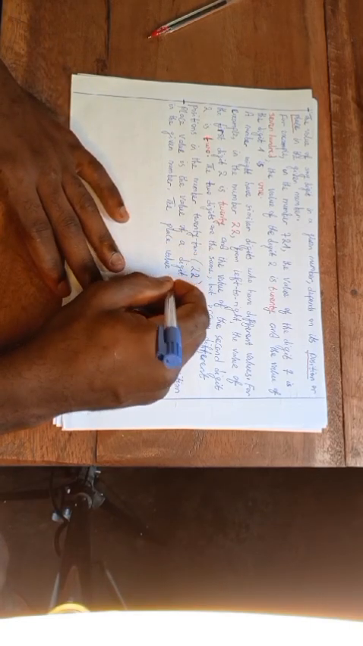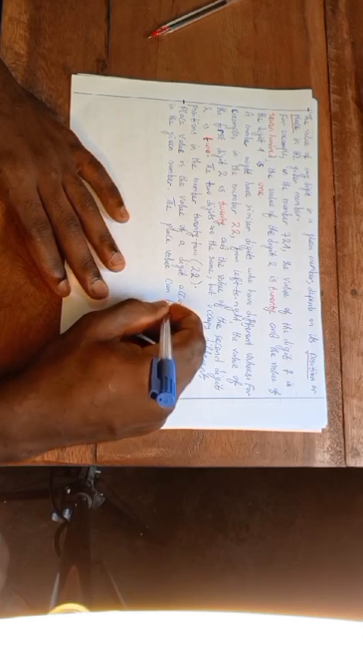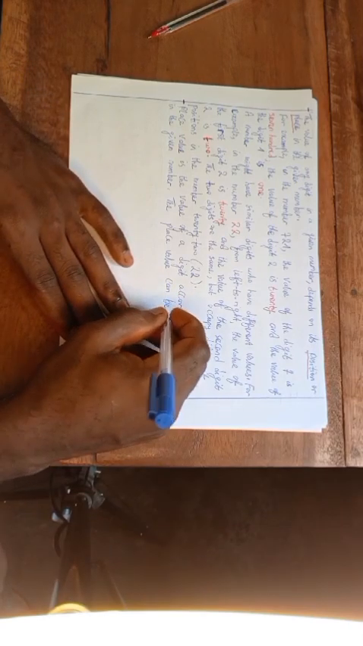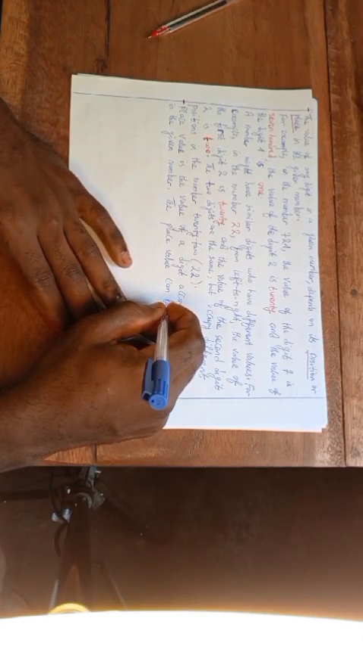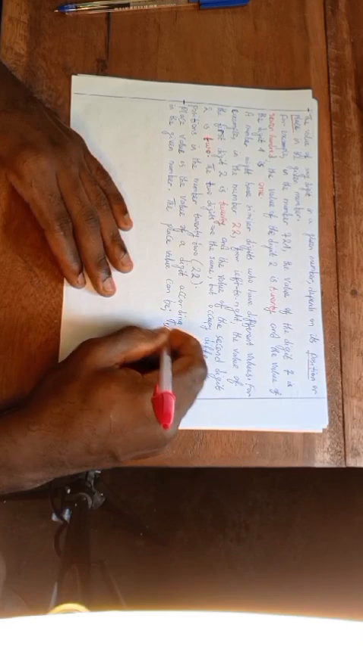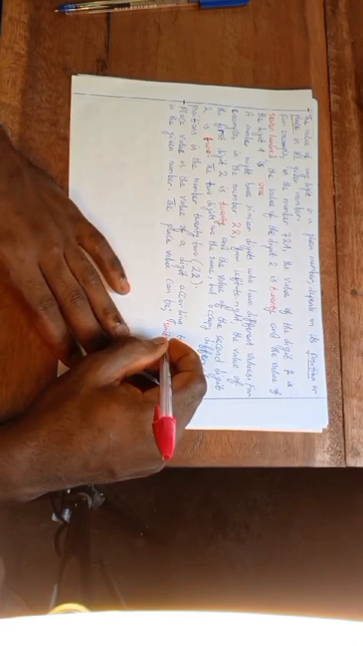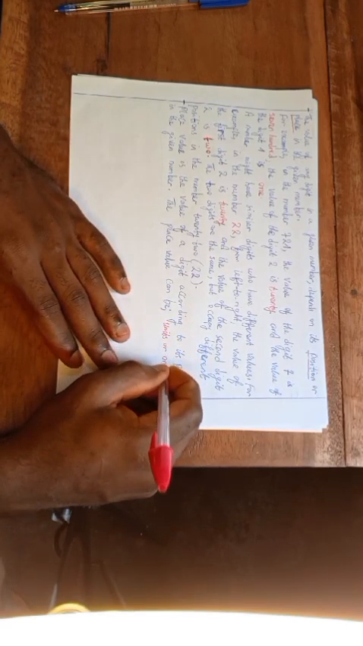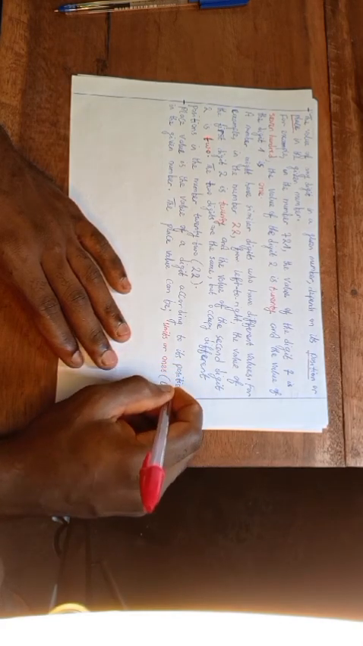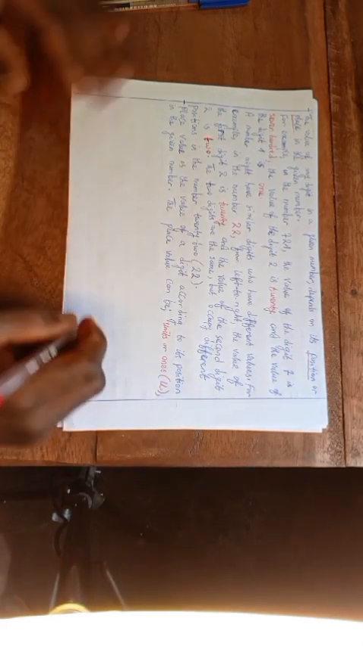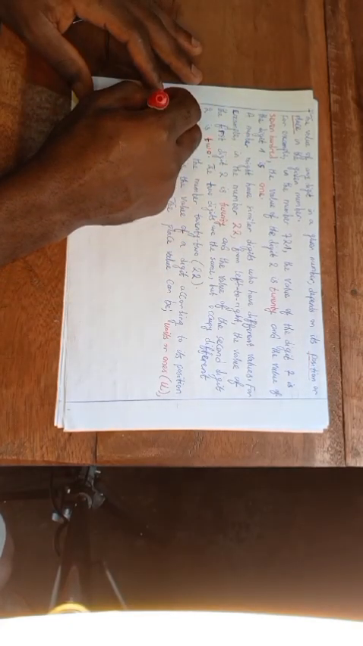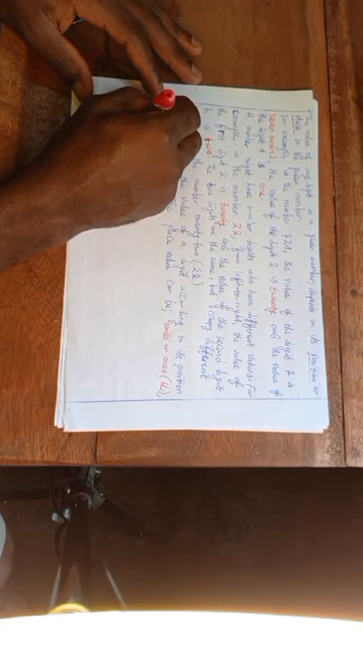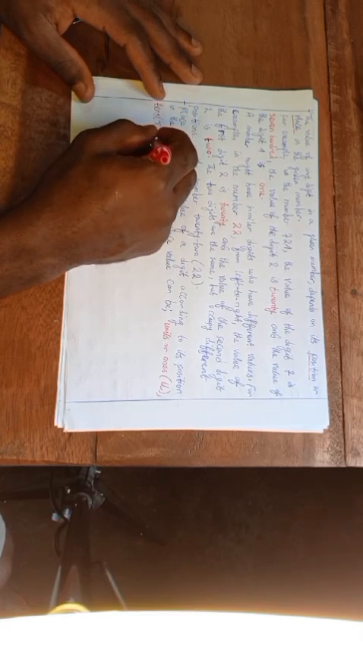The place value of a digit can be, I'll write it down with a red pen, units or ones. Units or ones denoted by using the letter capital U.